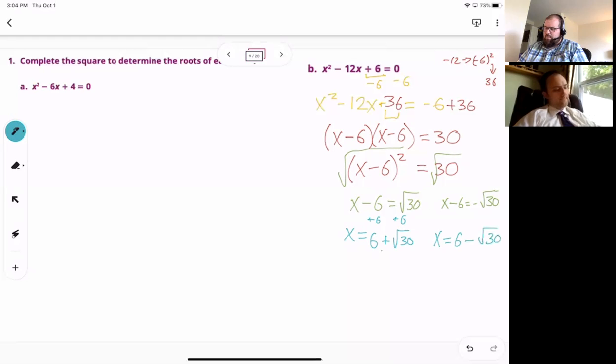Since we have both the positive and negative version of this, we often write this as 6 plus or minus the square root of 30. These mean the same thing, both of these pieces with this piece.